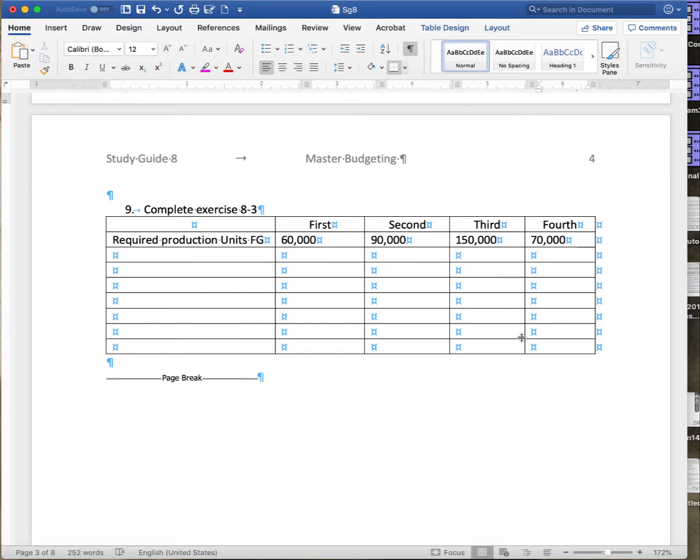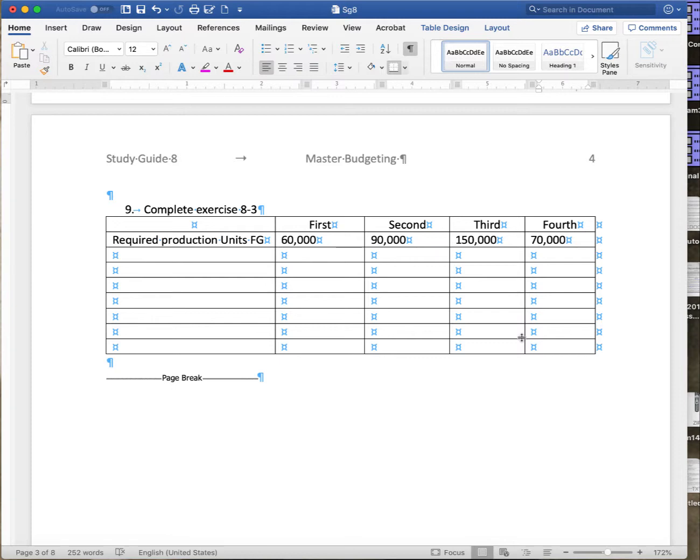Now, 8.3 deals with the direct materials budget. So what we have here is Mink Caress. I guess they make mink oil, or some kind of perfume that requires mink oil. I have no idea what mink oil is.